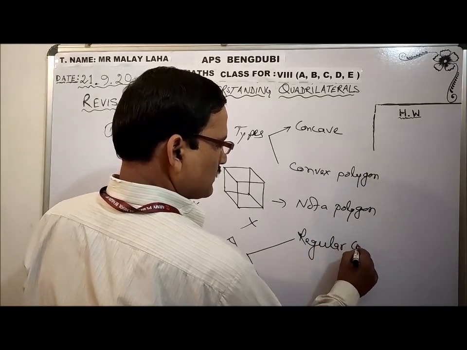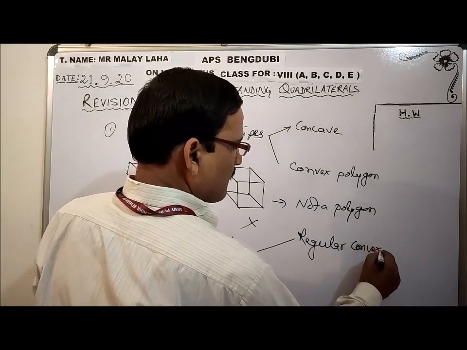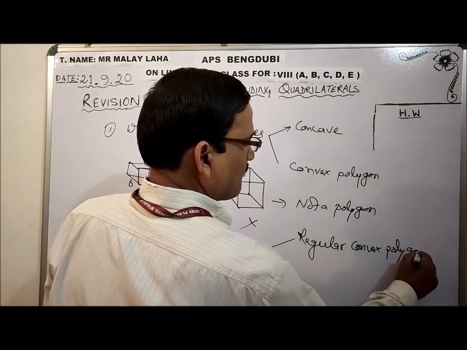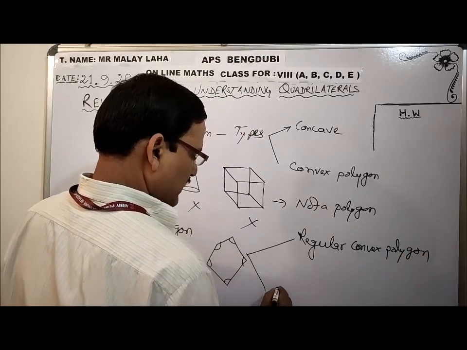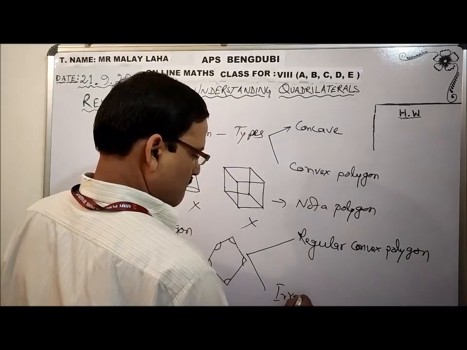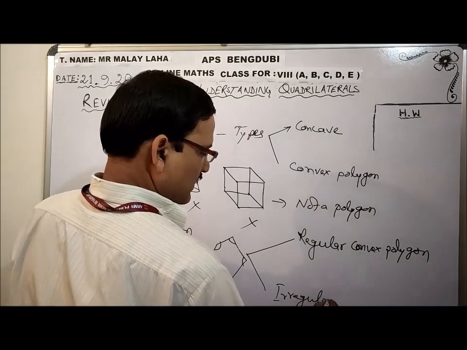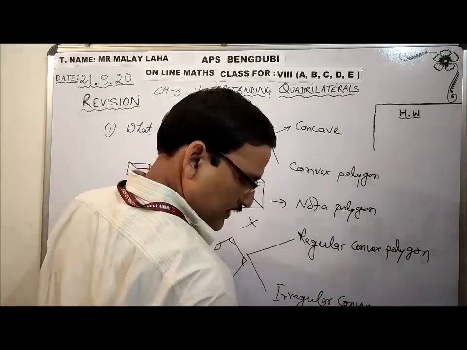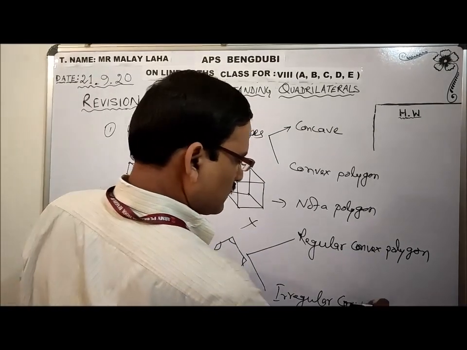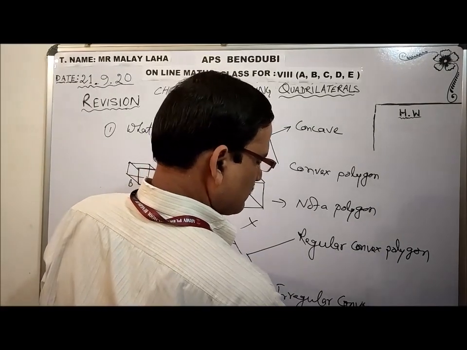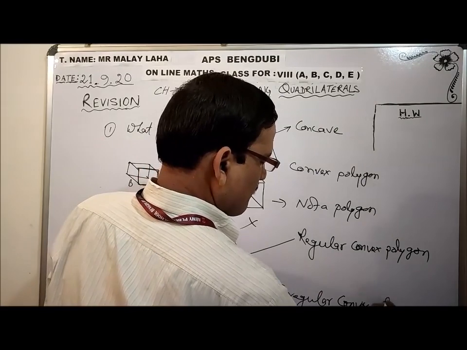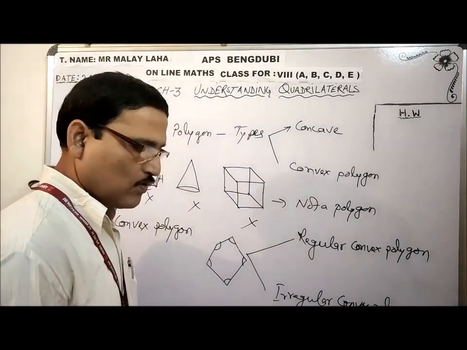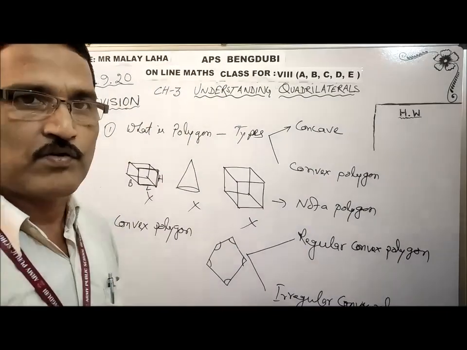Regular convex polygon, irregular convex polygon. What is the meaning of regular and irregular?